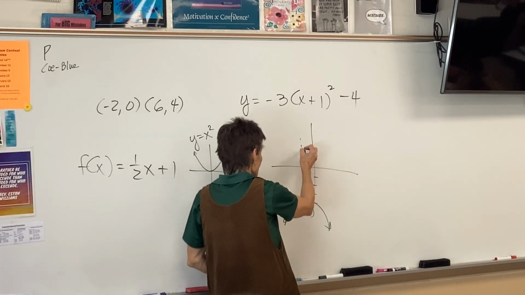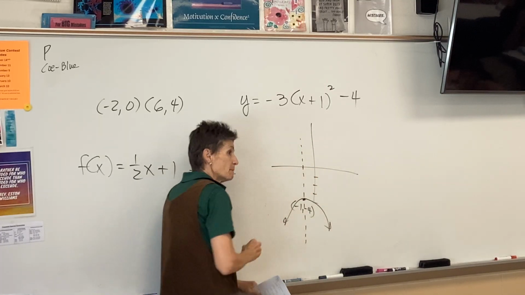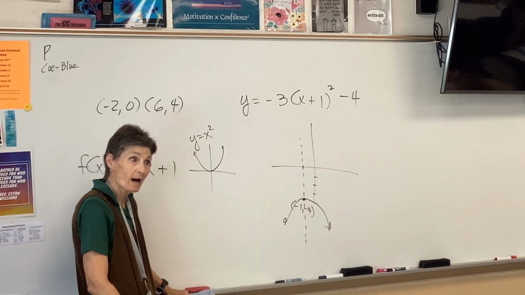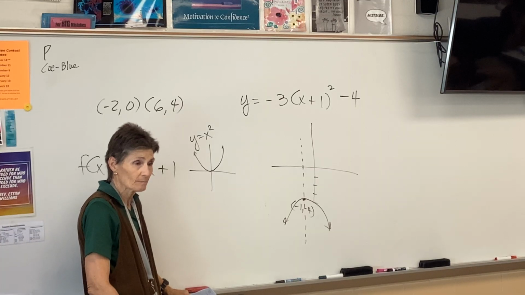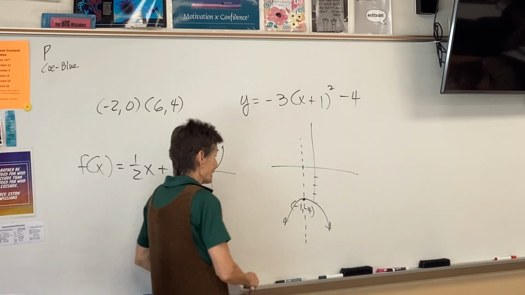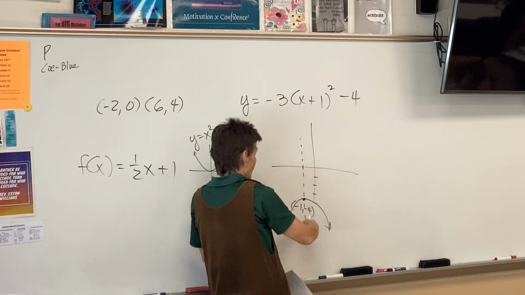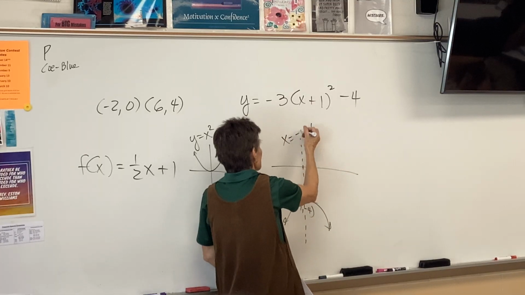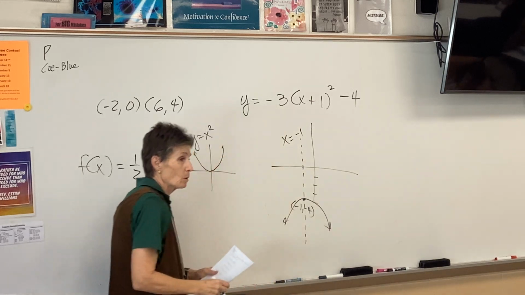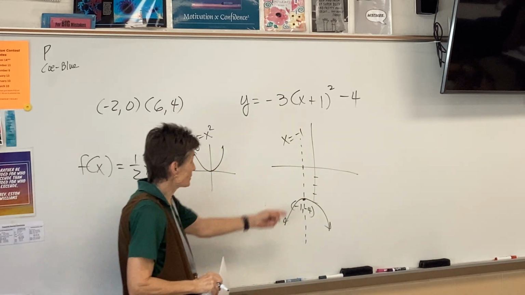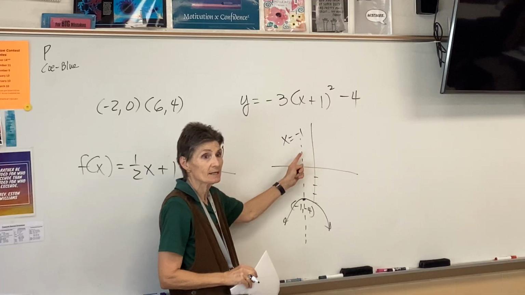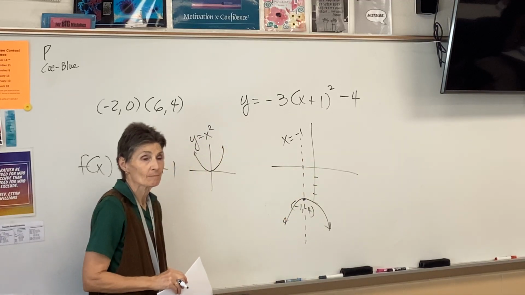This line right here is called its axis of symmetry, or its line of symmetry. What would be that line? What's the equation of that line? X equals -1. Why is it x equals? Because it crosses the x-axis.